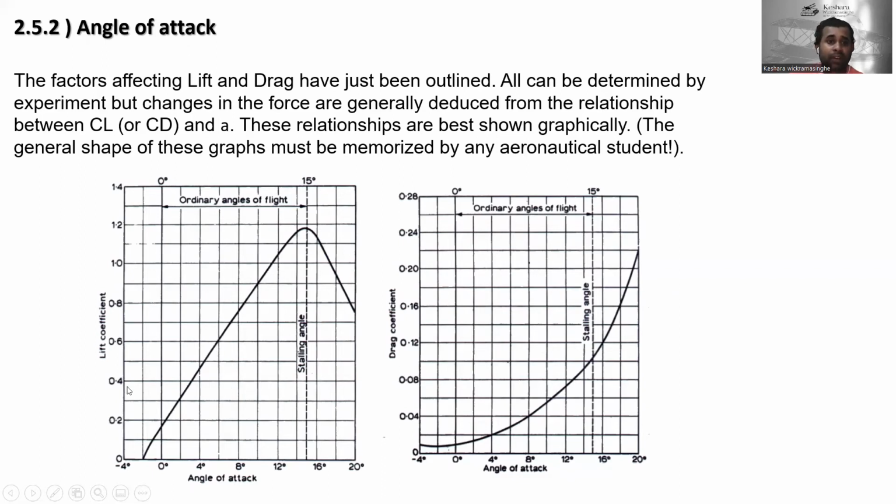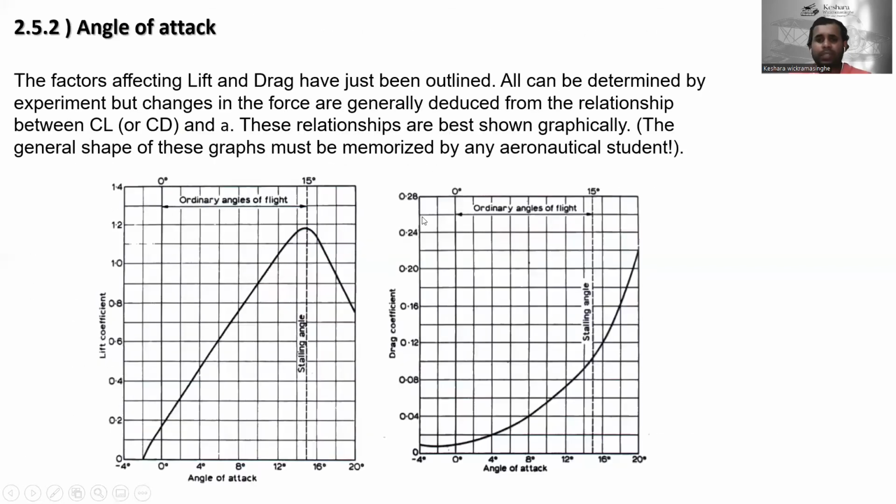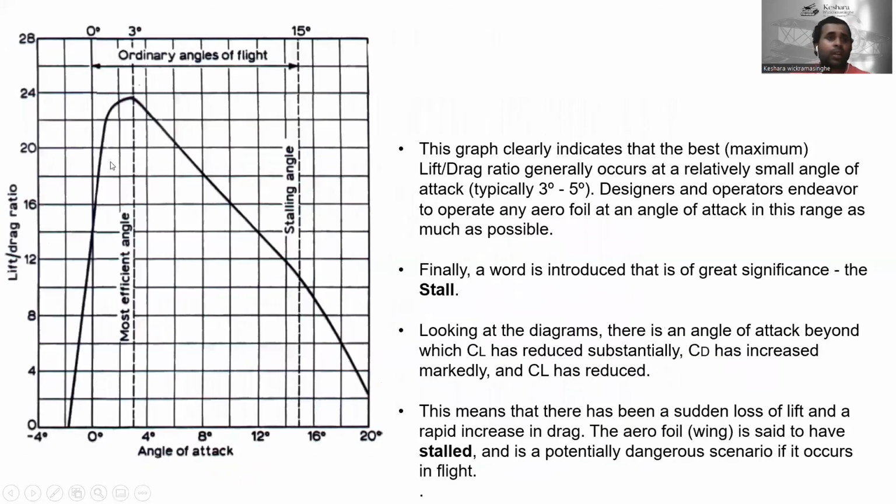graph. This is the angle of attack with the lift coefficient, and this is the angle of attack with the drag coefficient. You can see the movements of this graph. Now note how the lift coefficient increases steadily and linearly as angle of attack increases up to a maximum, after which it decreases rapidly. Okay, this is the graph.